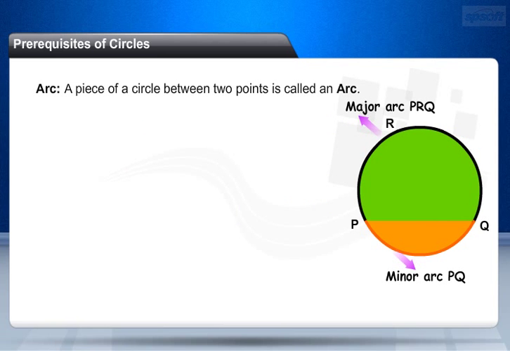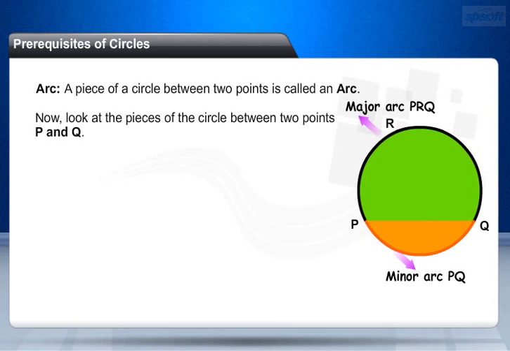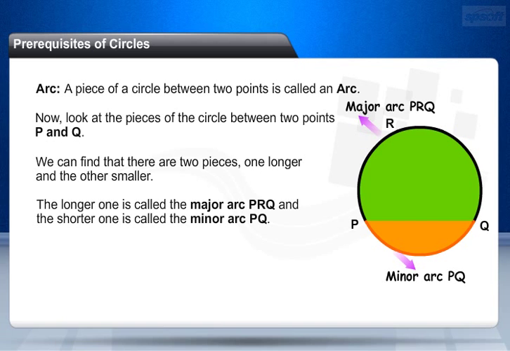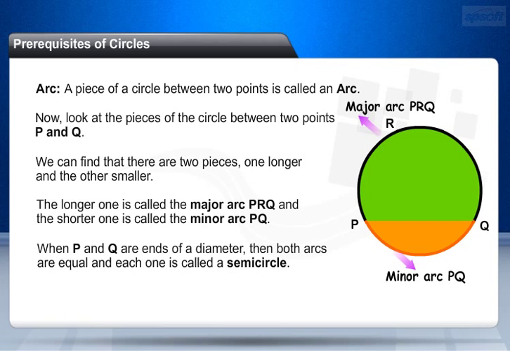Arc: a piece of a circle between 2 points is called an arc. Now, look at the pieces of the circle between 2 points P and Q. We can find that there are 2 pieces, one longer and the other smaller. The longer one is called the major arc PRQ, where R is some point on the arc between P and Q, and the shorter one is called the minor arc PQ. When P and Q are ends of a diameter, then both arcs are equal, and each one is called a semicircle.